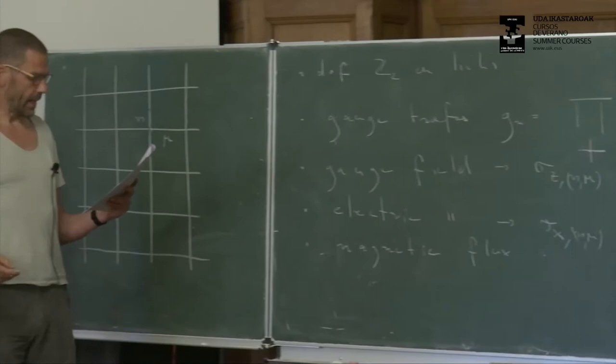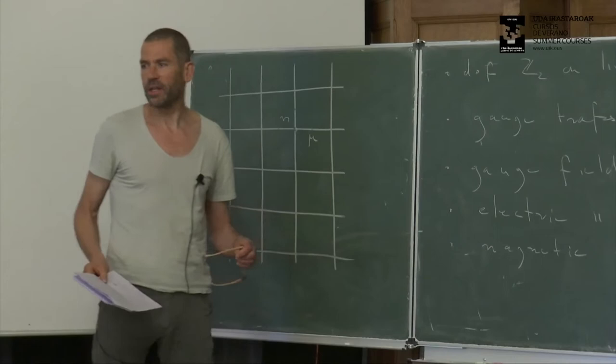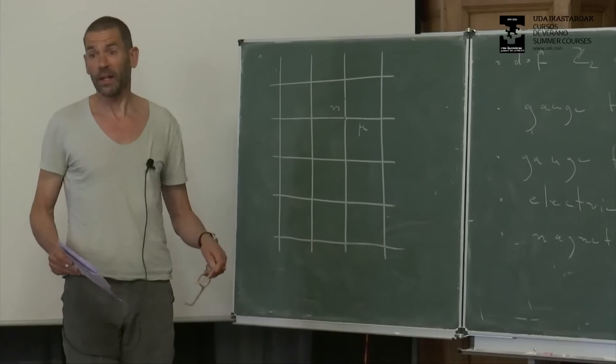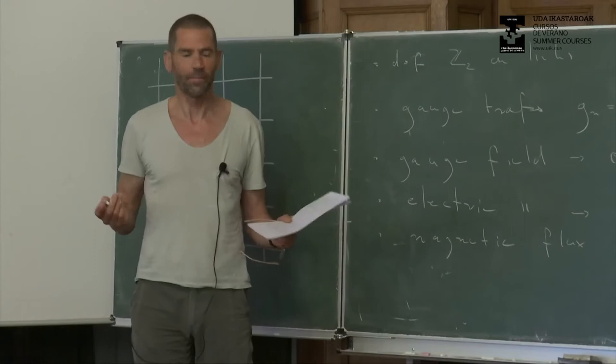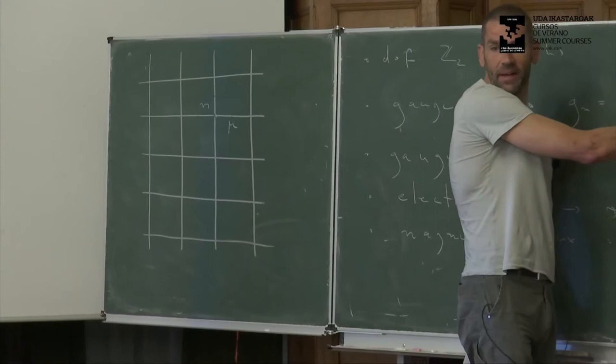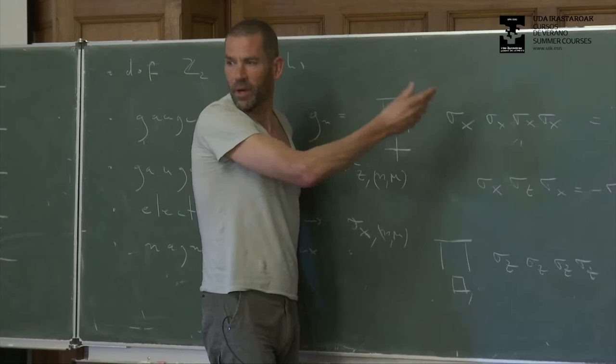One final element of the story, which I will need in the following, is the analog of electric charge. Not electric field, but electric charge. So what is electric charge? Electric charge is something that creates, by Gauss's law, an outgoing radial electric field. And this is actually precisely this operator. So gauge transformations and electric charge are represented by the same operator.